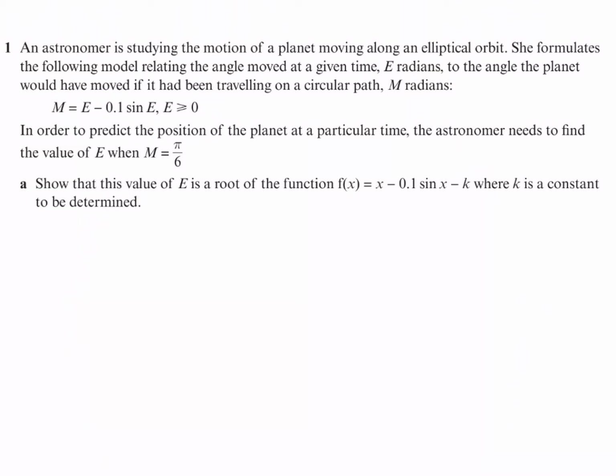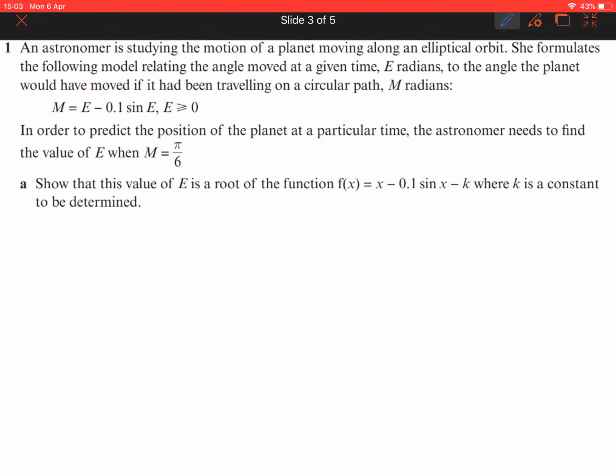Okay, so in order to predict the position of the planet at a particular time, the astronomer needs to find the value of E when M is pi by 6. And we're going to then show that this value of E is a root of this function, where k is a constant that we've got to determine.